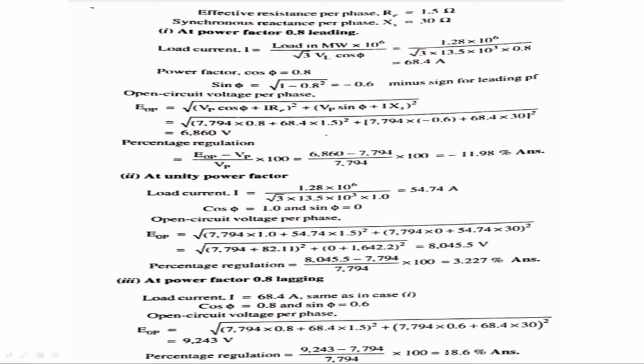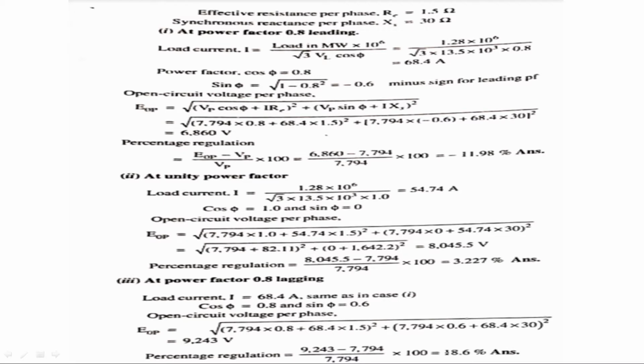Next, calculate the open circuit voltage per phase, that is E0 equals root of (Vp cos phi plus I Re) whole square plus (Vp sin phi plus I Xs) whole square. We can write this as Vp or Vph, anything is same. So substitute all the values. Vp is given as 7.794, cos phi is 0.8, I value is 68.4, Re is 1.5. All these are given values. Substitute all the values and find out the value of E0 as 6860 volts.